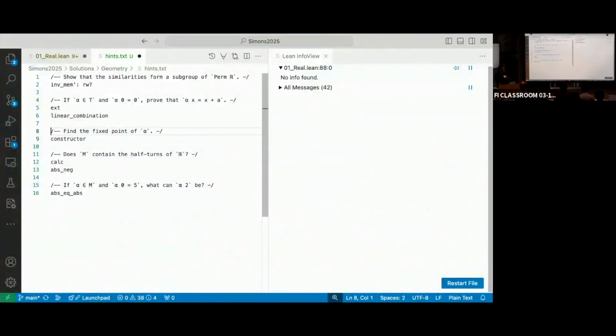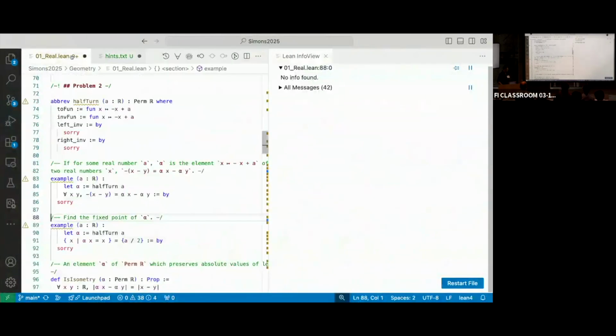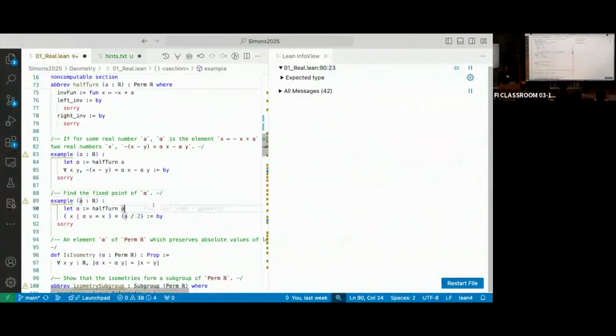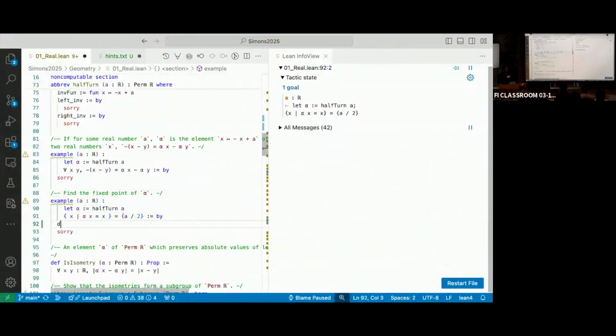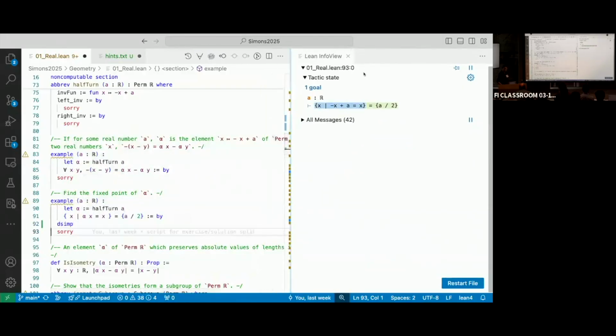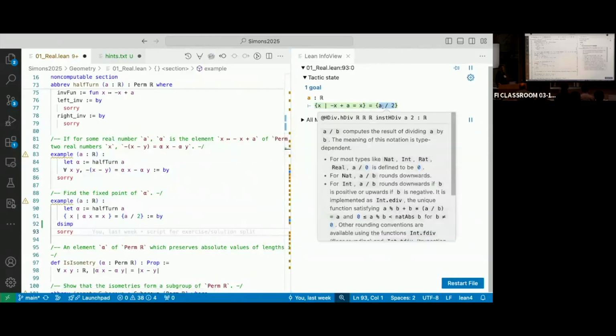Let's come back together and do the last of these problems where I had indicated that you needed a bit of input. Let's do this problem where the constructor tactic appears for the first time. So we've come down to finding the fixed point of this alpha, which is a half turn. So let me unfold all the definitions. We have to show that two sets are equal. The first set is the set of real numbers x such that minus x plus a equals x. The second set is just the set a over 2. We want to show the equality of two sets.